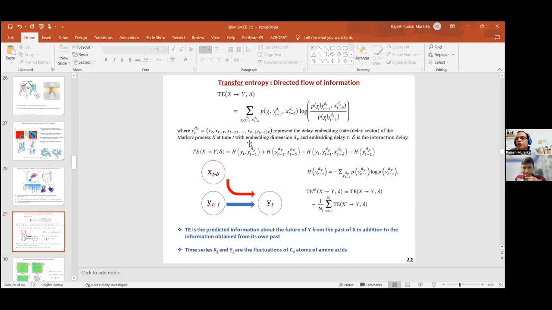There's a Schreiber PRL 2000. Okay, thanks. This is the first time he introduced this transfer entropy. Physical Review Letters 2000, Thomas Schreiber. Okay, I'll find out, and then I'll give you the details of that reference also.